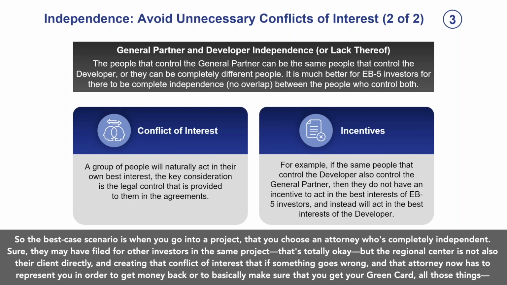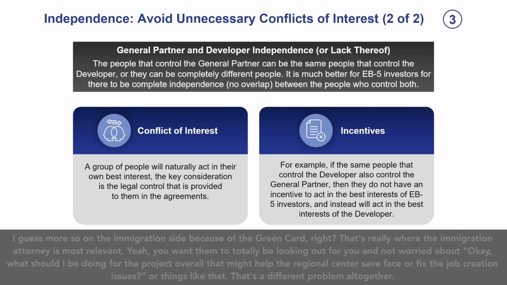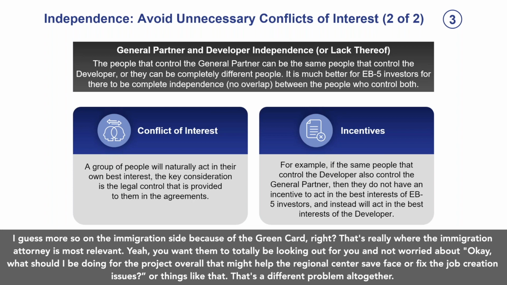Sure, they may have filed for other investors in the same project. That's totally okay. But the regional center is not also their client directly, creating that conflict of interest if something goes wrong and that attorney now has to represent you in order to get money back or to make sure that you get your green card. I guess more so on the immigration side, because the green card is really where the immigration attorney is most relevant.